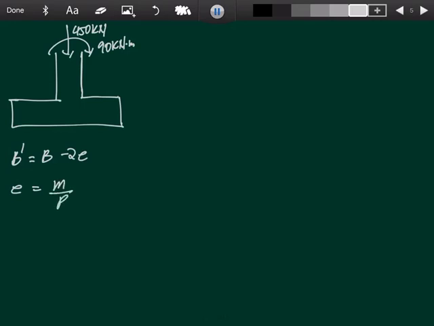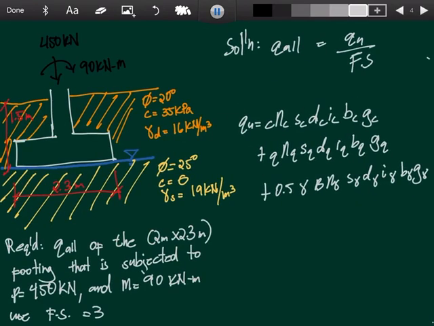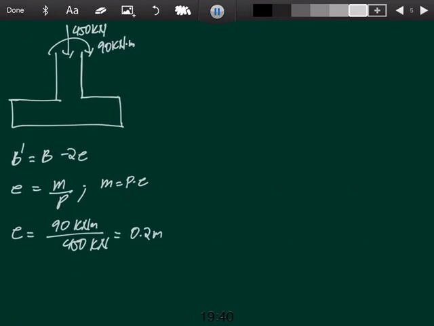Kasi, paano naging M over P yan? Because M is equal to P times E. So, E is equal to 90 kilonewton meter over 450 kilonewton. This is 9 over 4.5. 0.2. This is 0.2 meters. So, ang ating B, hindi pala B ang magbabago kasi nga 2.3 pala, nasa 2.3 pala yung ating moment. So, papalitan ko to.